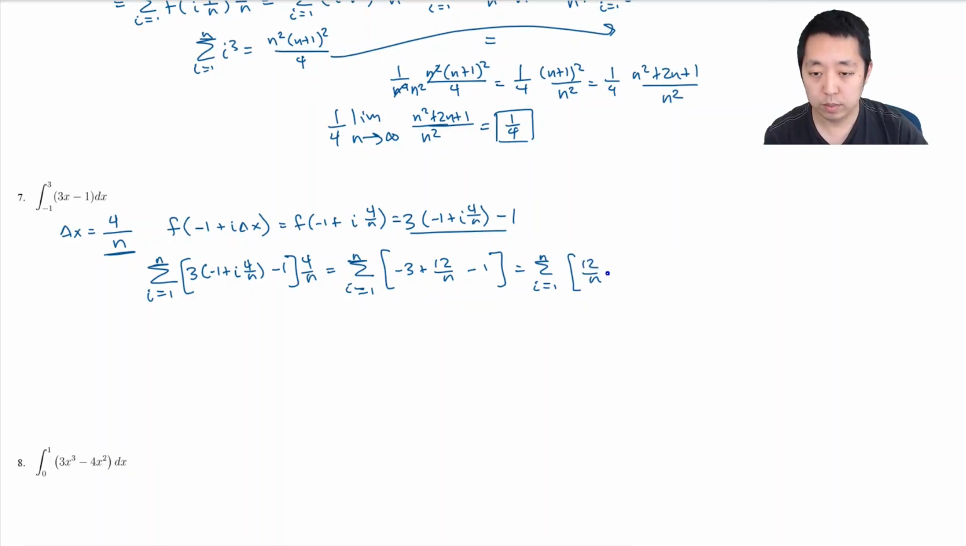12 over n. Oh, where'd the i go? This would be 12i over n. Sorry, this is negative 3 minus 1, which is minus 4. Okay. And so I'm going to break this into two sums: a sum with an i in it and a sum without an i in it. So I can do that: the sum of 12i over n, minus the sum from i equals 1 to n of 4. Oh, I forgot my 4 over n here. Yeah, 4 over n here.